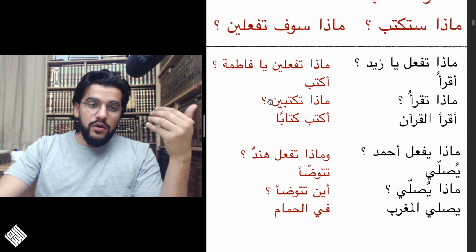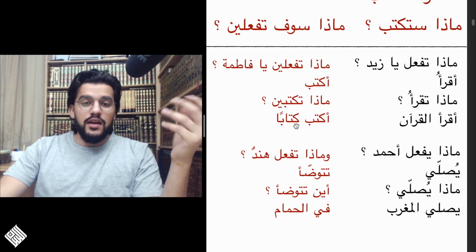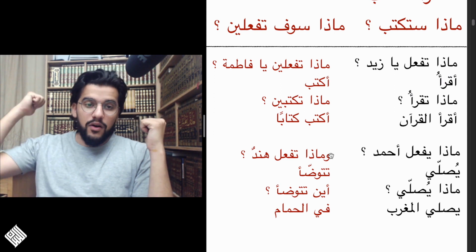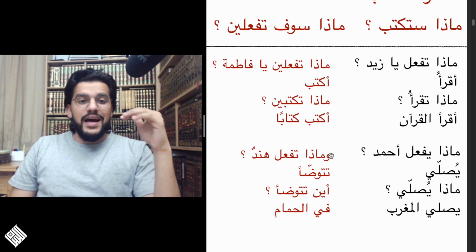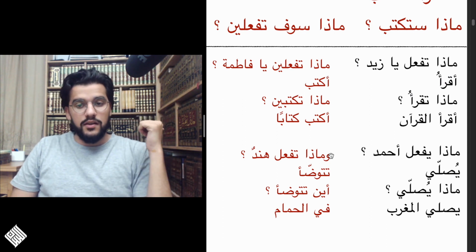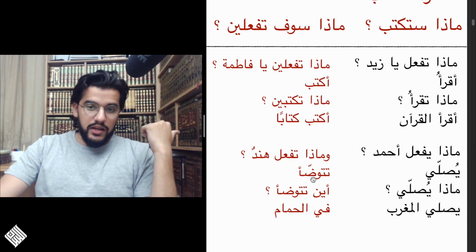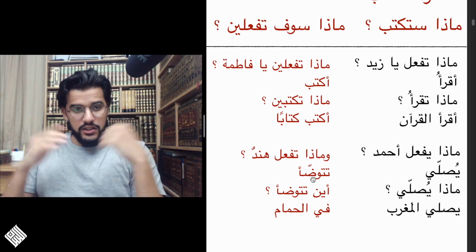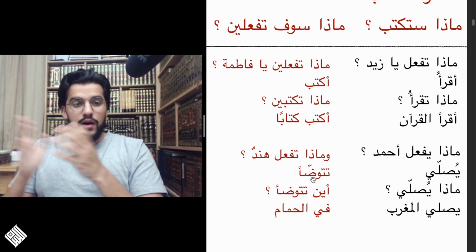What are you writing? She said أكتب كتابا. I'm writing a kitab, a book. Now if I want to ask about a girl or a female in a third person, then I'd say وماذا تفعل هند. What is she doing? تتوضأ. She is doing wudu. أين تتوضأ. Where is she doing the wudu? في الحمام, in the bathroom.